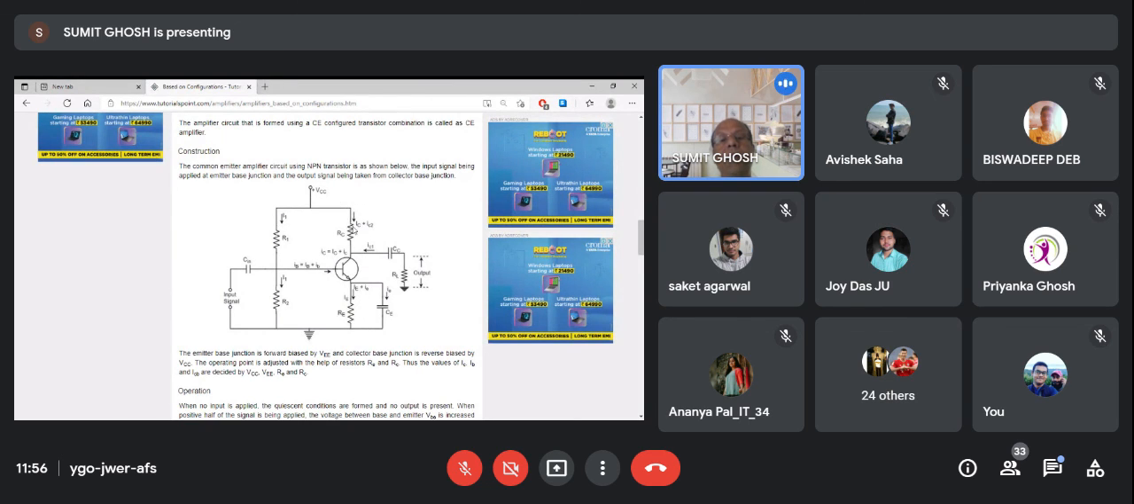Because the gain is VCC minus ICRC, and we saw that we take the output at this point. After this capacitor, sorry, not collector, there is a load resistance at this point. So the output is taken at this capacitor. If there is a voltage drop across this resistance, this potential will be less, so the gain will be less.